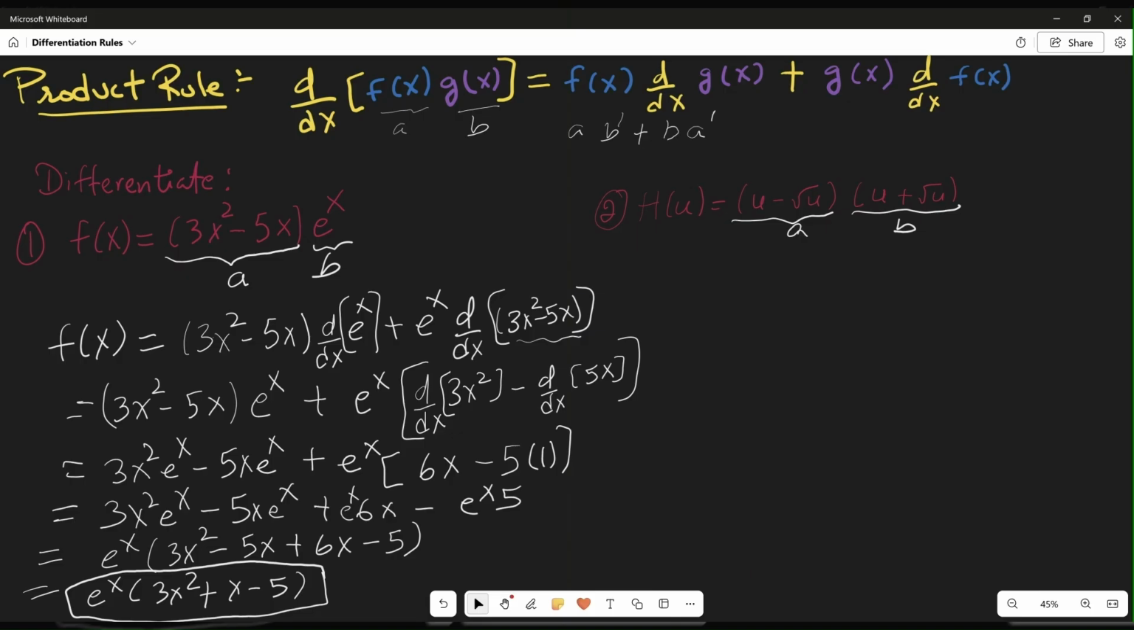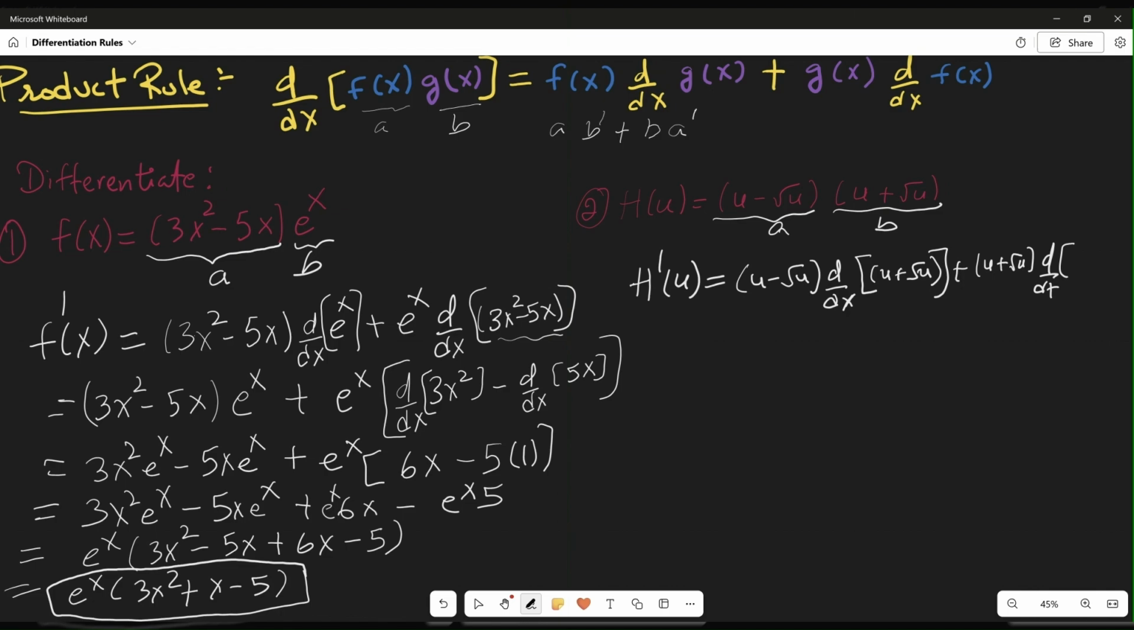Okay, let's find the derivative. Okay, a times derivative of b, which is simply the expression here, derivative of, and plus b times, which is u plus, times derivative of a, u minus square root of u.